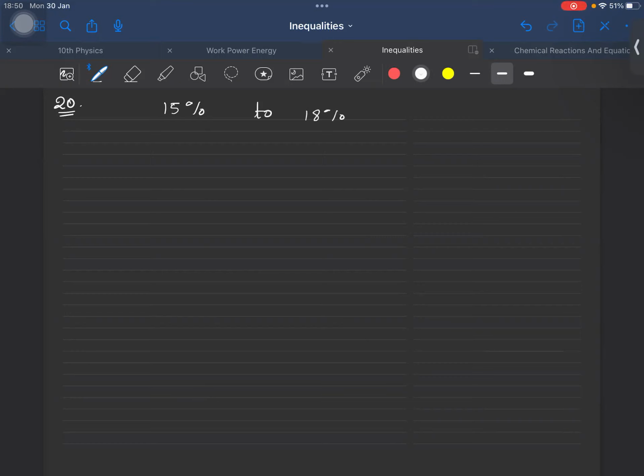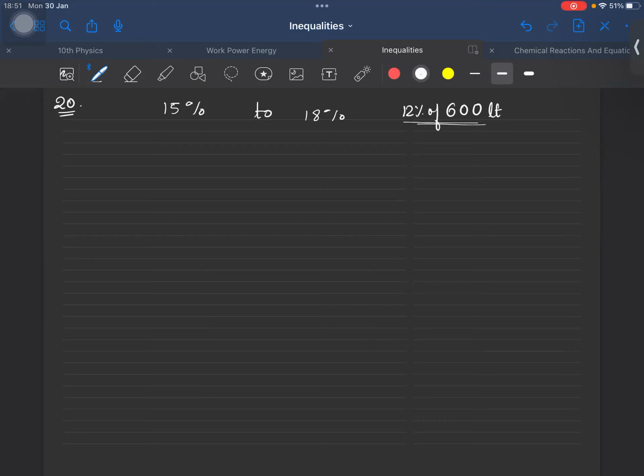Now this we need to form, and how much quantity do we have? 600 liters. So 12% of 600 liters of solution of acid. Okay, so this is what is given.